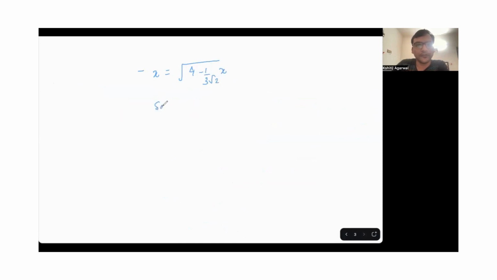Now, squaring on both sides, since we are trying to solve for x, this will become x square is equal to 4 minus 1 upon 3 root 2 into x. Let's bring all the terms to the left hand side. This is x square plus x upon 3 root 2 minus 4 is equal to 0.